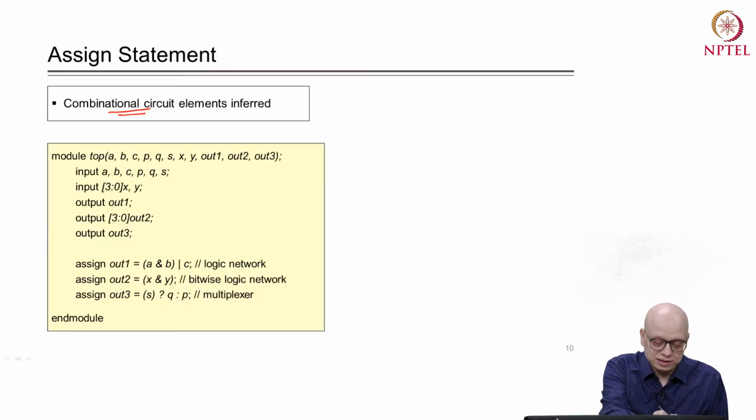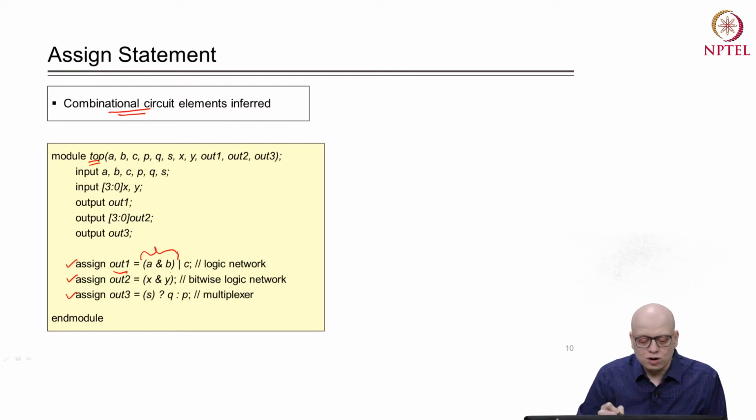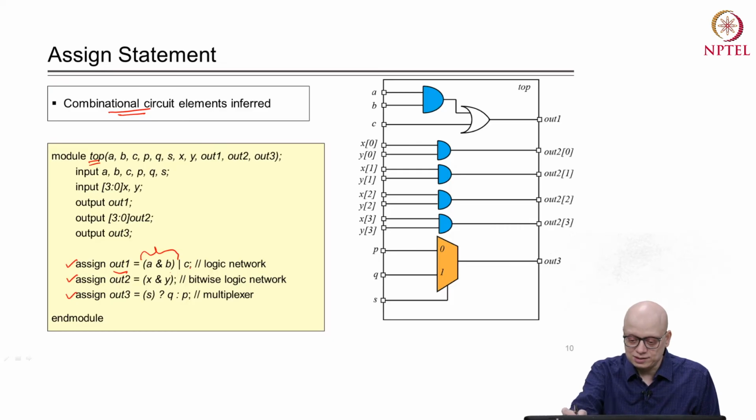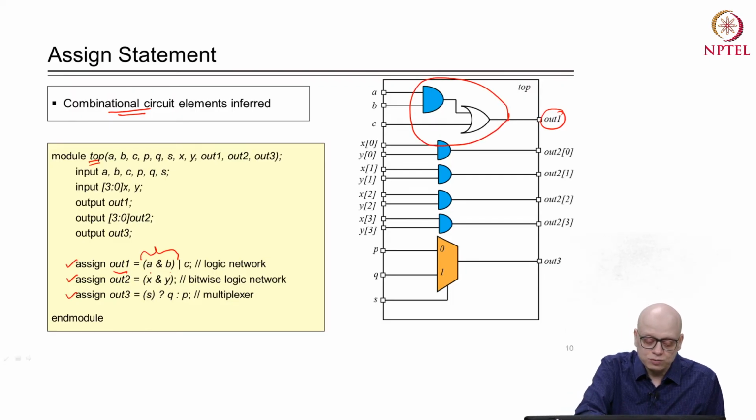Suppose there is a module top, in which we have say 3 assign statements. The first assign statement says out1 is equal to A and B or C. This is the RHS of the assign statement, and the RTL synthesis tool will instantiate logic gates corresponding to the RHS. It will be something like this. For the output port out1, an AND gate and an OR gate will be instantiated corresponding to these logical operators.